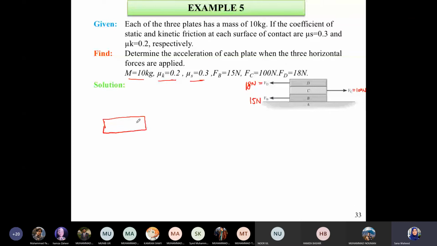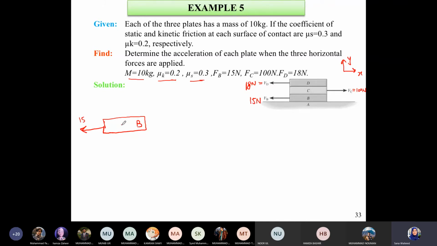Just B, I'm looking at first, only B. Now I know for B I have an FB. Actually, sorry, apologies. My coordinate system is fixed to the ground and is like so, XY. So in the negative x direction, I have a force of 15 newtons acting. And then I know what other forces will act on B.